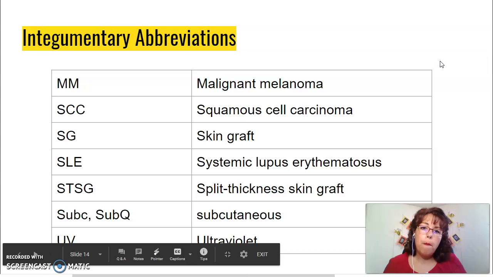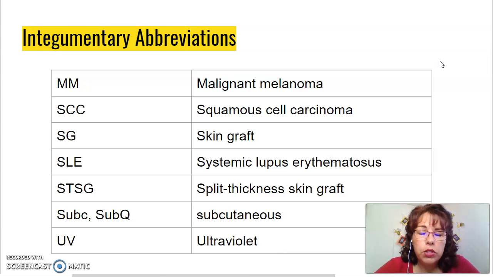MM, multiple myeloma, or melanoma, excuse me, I'm thinking too many things. Malignant melanoma, it's a type of skin cancer. Squamous cell carcinoma, another type of skin cancer, SCC. Skin graft, that's when we're taking some of the patient's own skin or somebody else's skin and using it to cover a wound.